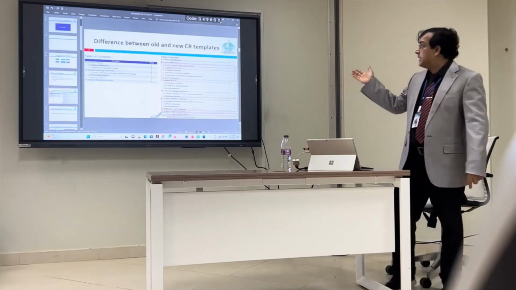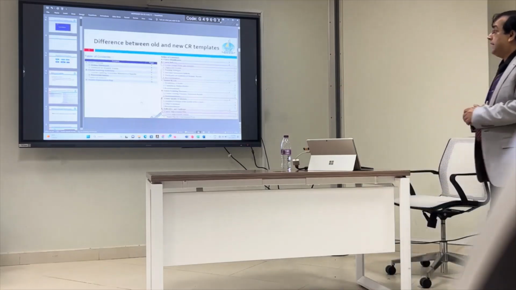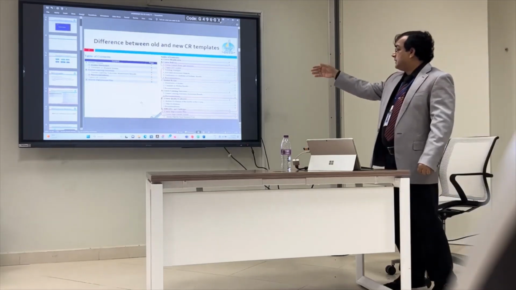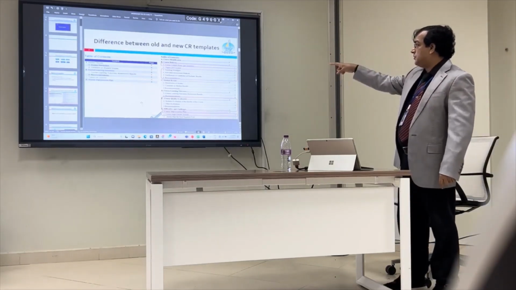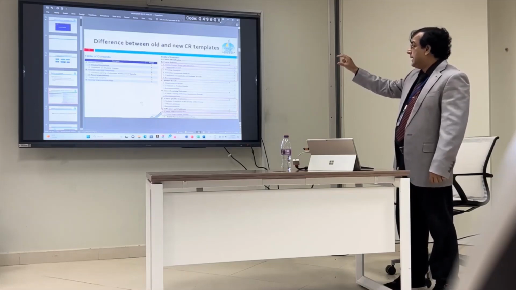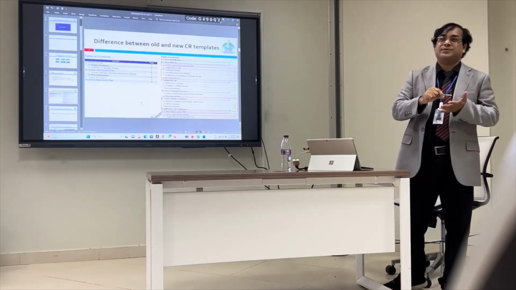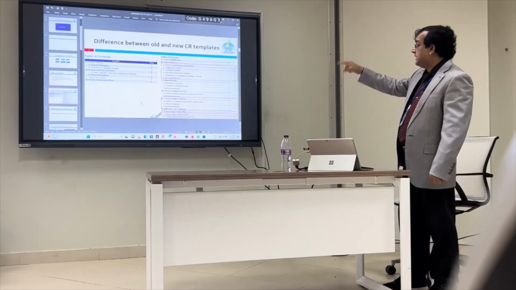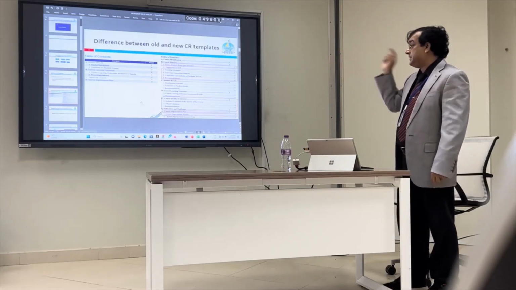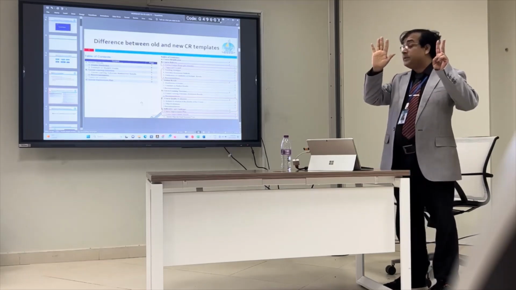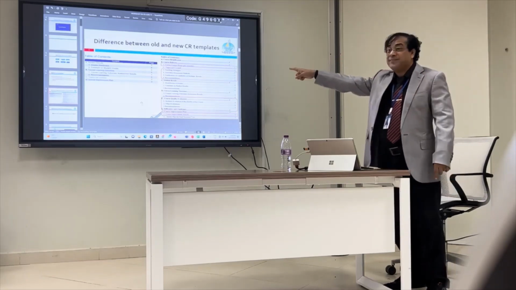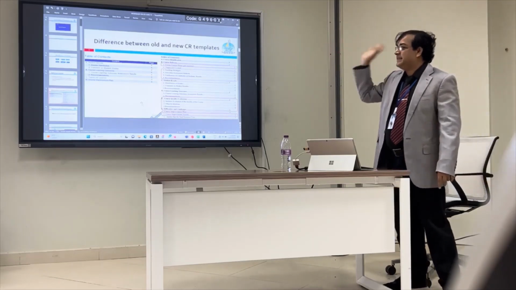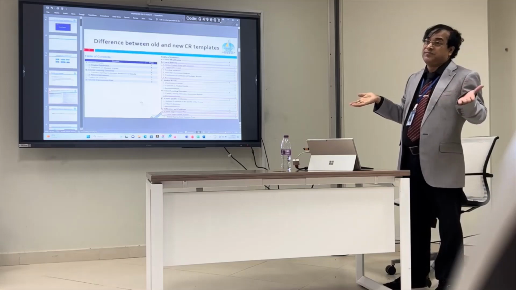Now let's have a look at the difference between the old and new course report templates. As you can see here, on the right side, in the old course report, I have highlighted the items that have been removed from the current course report. See here, number 1, there were how many? A, B, C, D, E, F, G. There were 7 items. And now how many do we have? Only 4. A, B, C, D. That's it. See, this is very simplified.